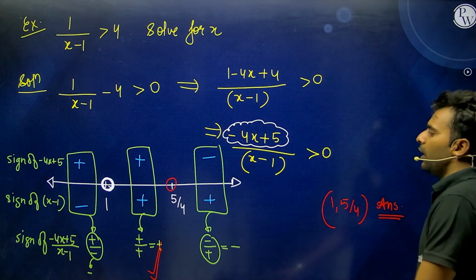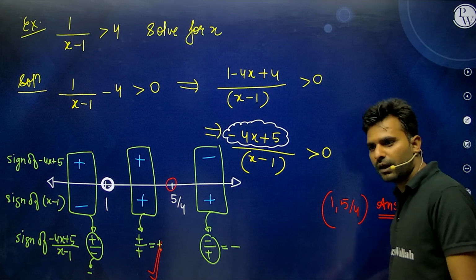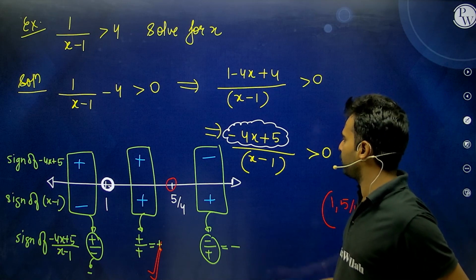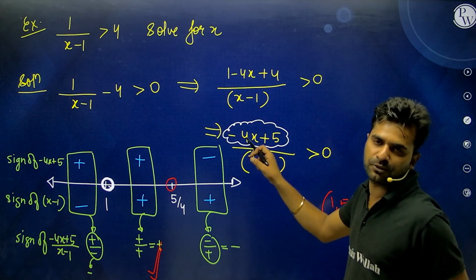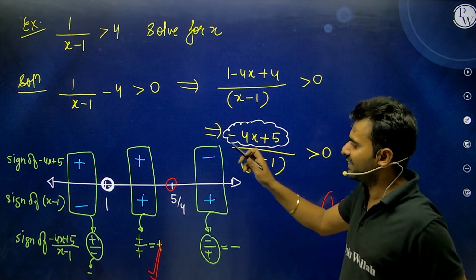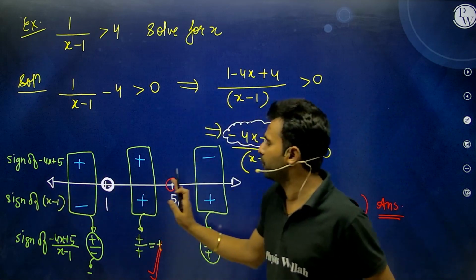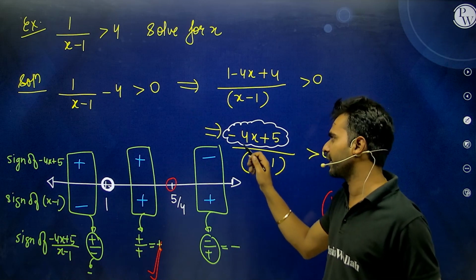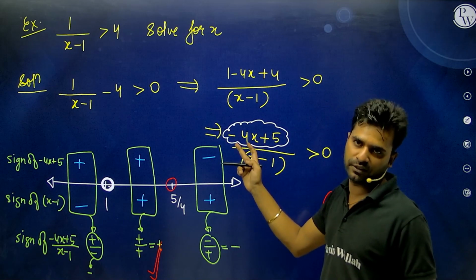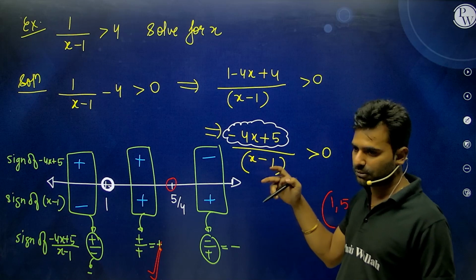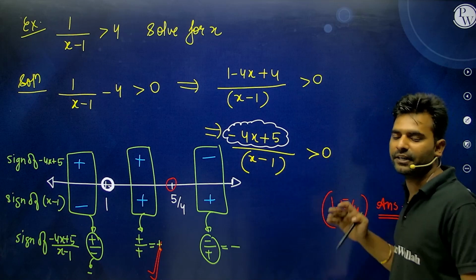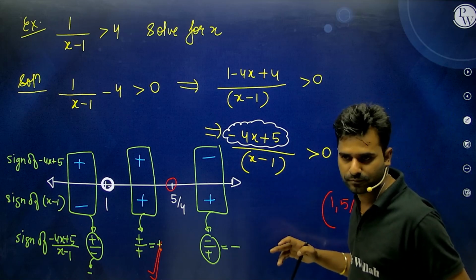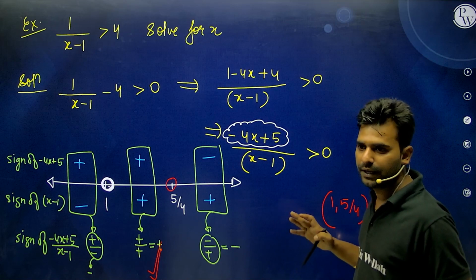Understood? Now, a lot of kids who have understood the concepts of wavy curve method forget to make the coefficient of x positive. And they say that the answer is going to be minus infinity to 1 union 5 by 4 to infinity, right? This happens with a lot of kids because they forget to make the coefficient of x positive. And ultimately they get the wrong answer. But in this method, you will never get a wrong answer. Understood my point, everyone? Yes.